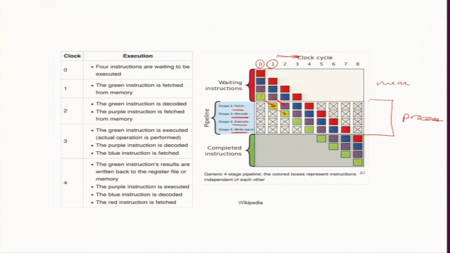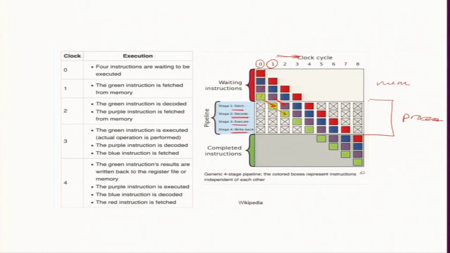So, I did 2 operations, fetching of some next instruction and decoding. Next clock cycle, whatever I have decoded I can execute now. So this is executed, and whatever I have fetched, the decoder circuit is free right now. So the circuit can decode, and the fetcher circuit can get a new instruction. So, blue has come.